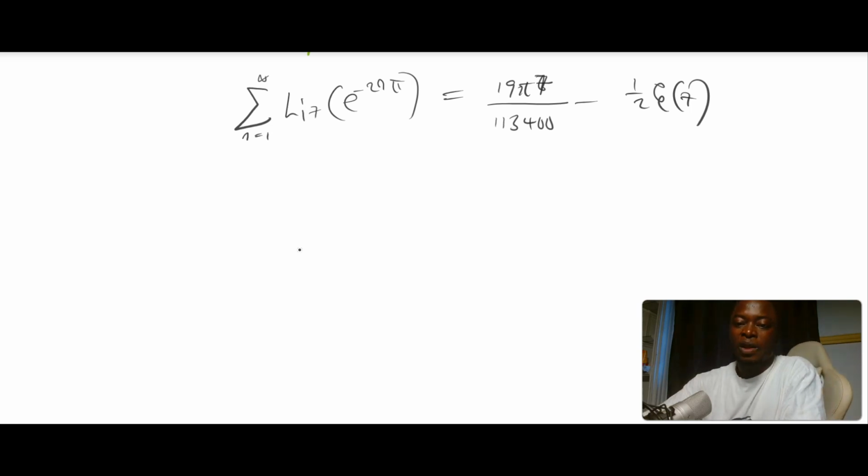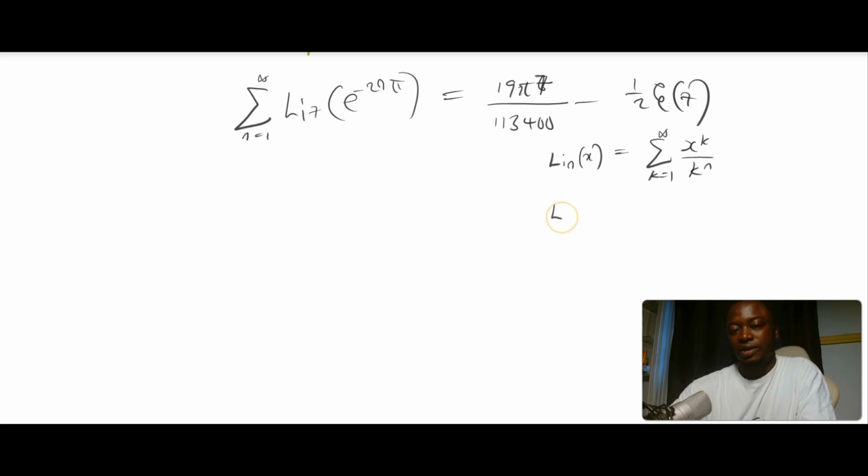And what are they? Well, for review, you can define the polylogarithm of order n of x to be the sum as k runs from 1 to infinity of x to the k power, divided by k to the n power. For example, if you take n equals 2, you have the dilogarithm of x, which is defined to be the sum as k runs from 1 to infinity of x to the k divided by k to the second power.